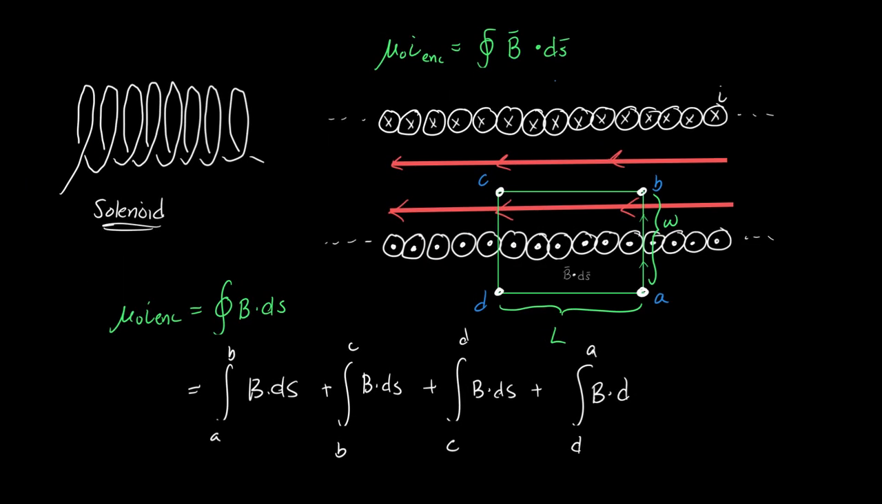So let's go through and knock those out. So A to B, 0. And C to D, also 0. Now that leads us to B to C and D to A. Well, D to A will be really easy. D to A is outside of the solenoid where the magnetic field is 0. So I think D to A we can also wipe out and say is 0.